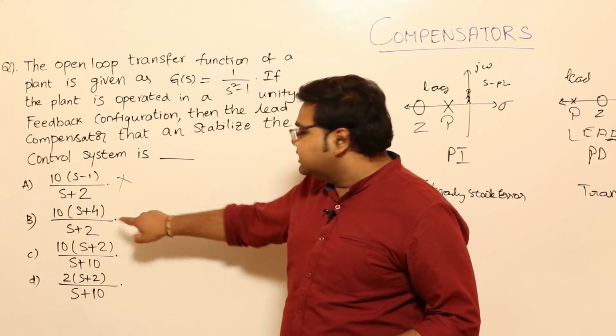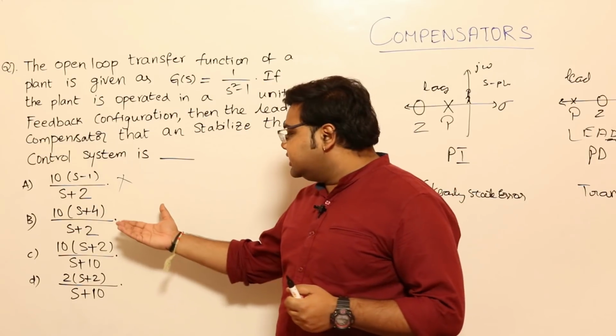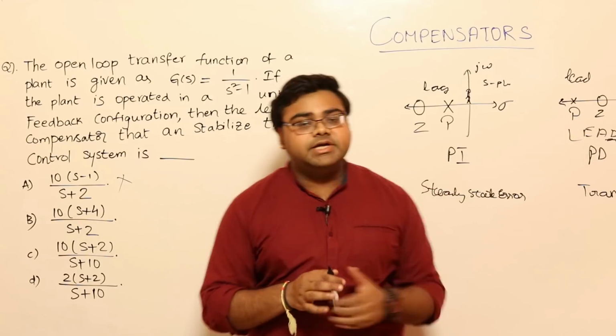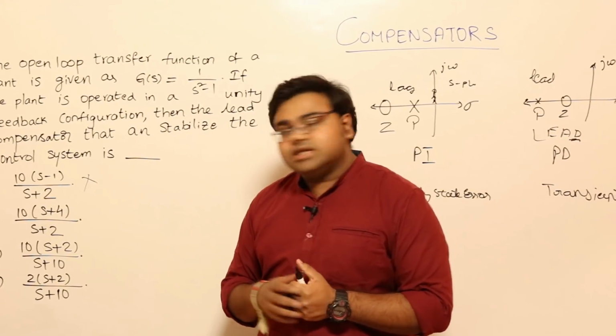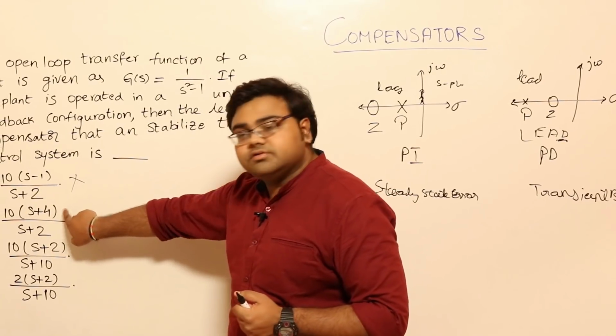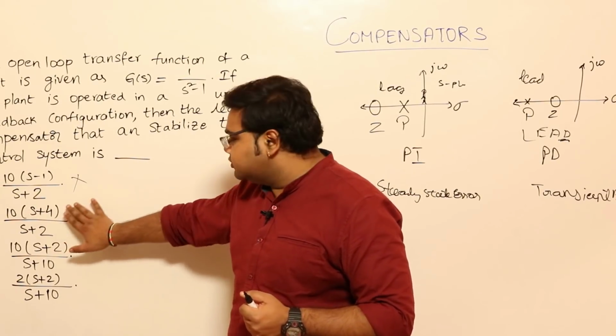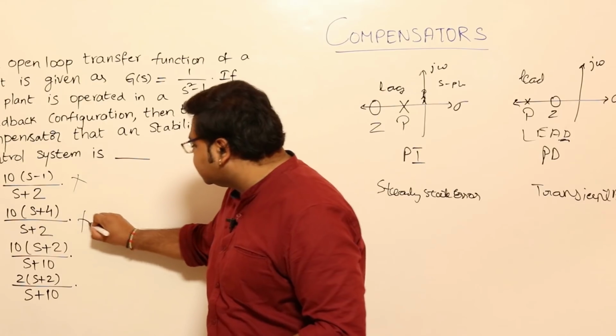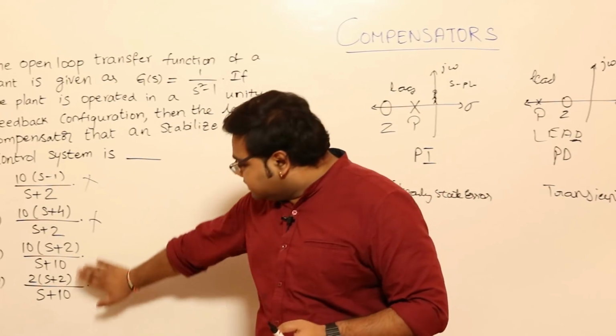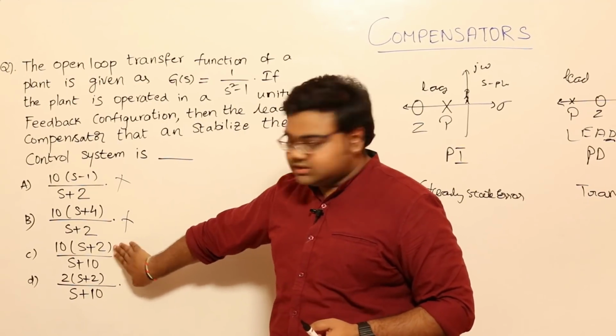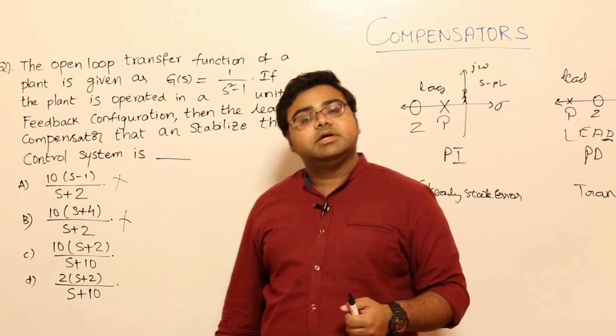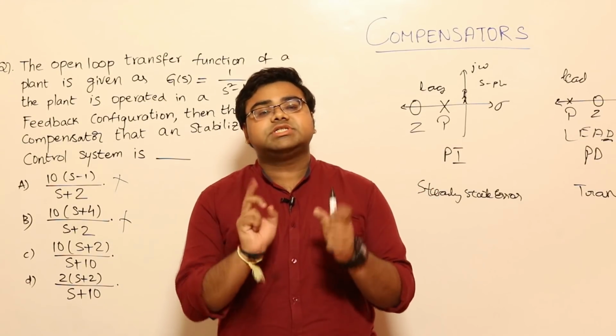Is this a lead compensator? In a lead compensator, what should happen? The magnitude of the 0 should be less than that of the pole. The magnitude of the 0 is 4, the magnitude of the pole is 2. No, this is a lag compensator. This is not correct. Is this a lead compensator? Yes. Is this a lead compensator? Yes. Now the problem is, now you are stuck.